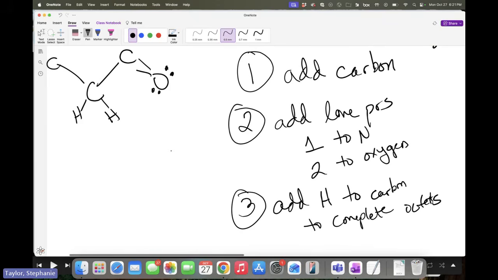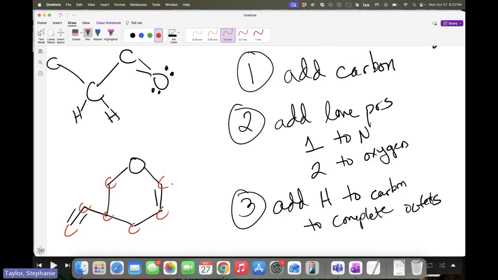Some of the shorthand notations I've seen still work really well. They look something like this. If this is my original structure, sometimes people will just go ahead and say, there's a C there, and a carbon there, and a carbon there, and so on, across the structure. So that's step 1, add carbons. And then step 2 is the lone pairs. So here are the lone pairs on my oxygen. And then hydrogens. Oh no, I need a new color.